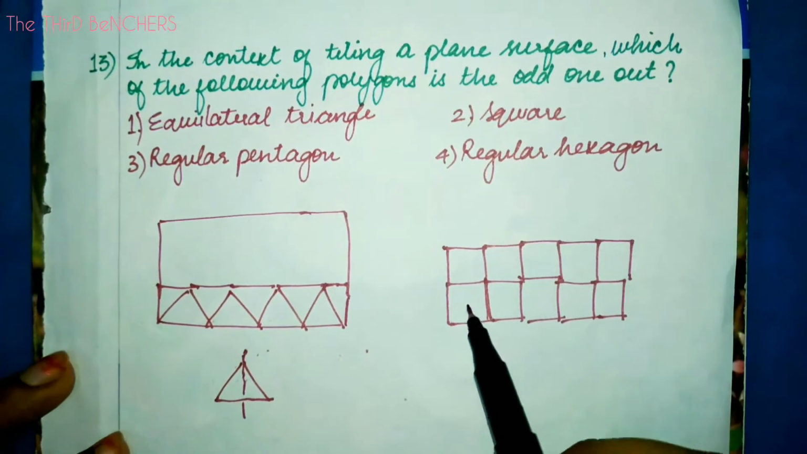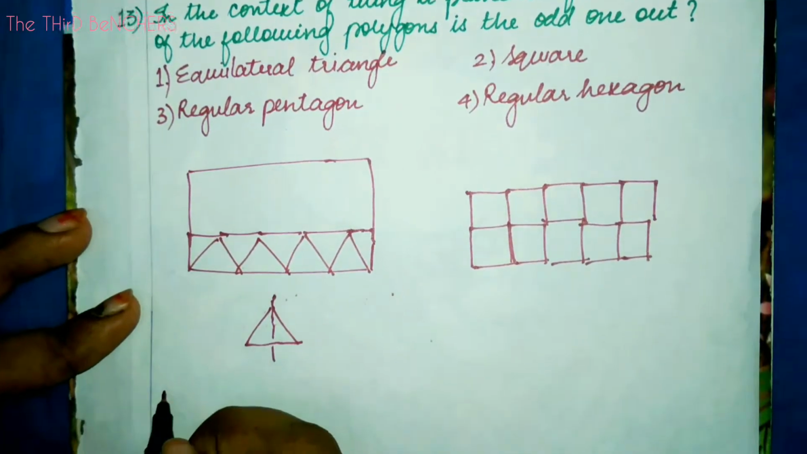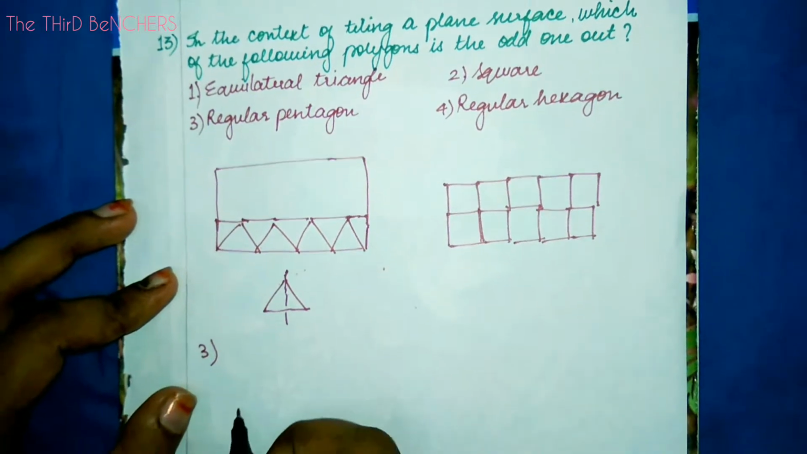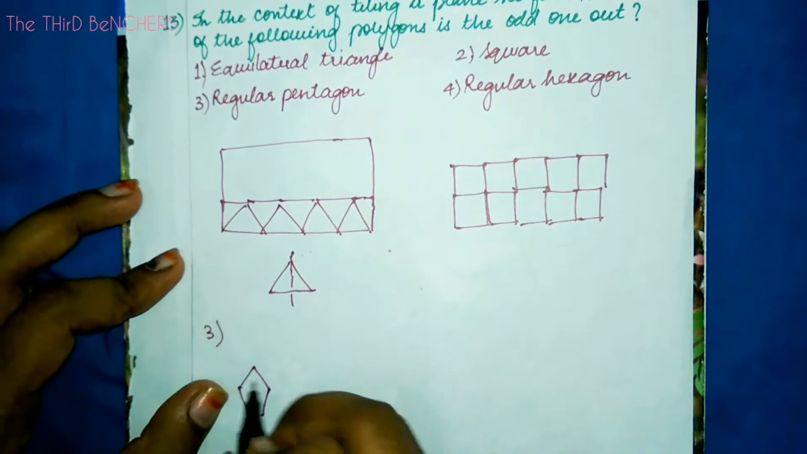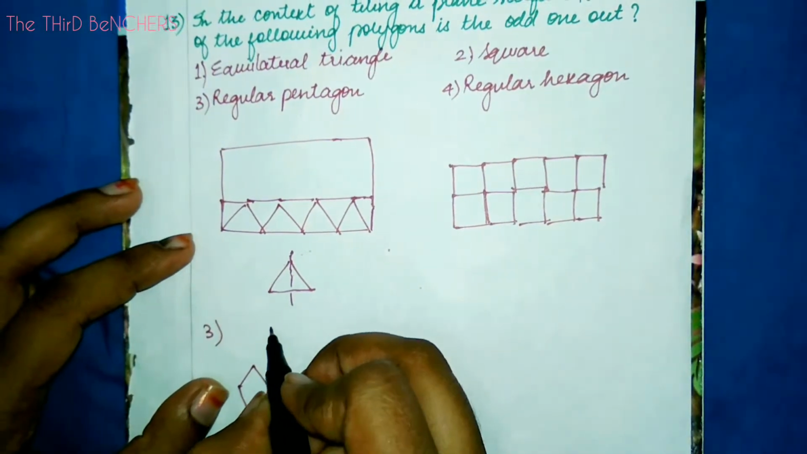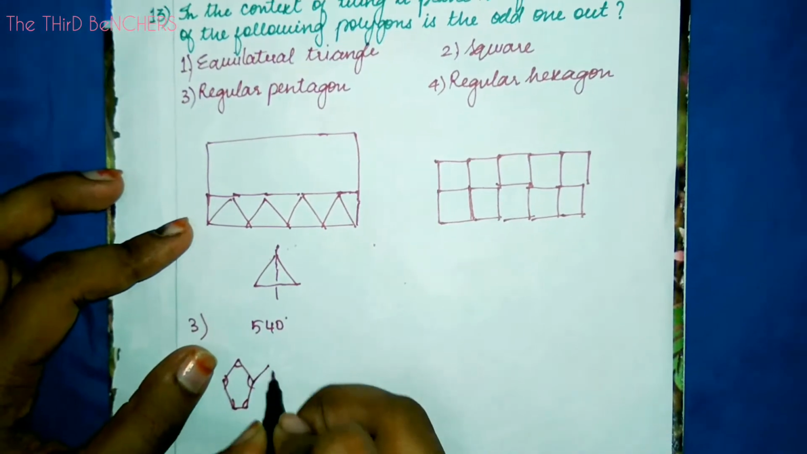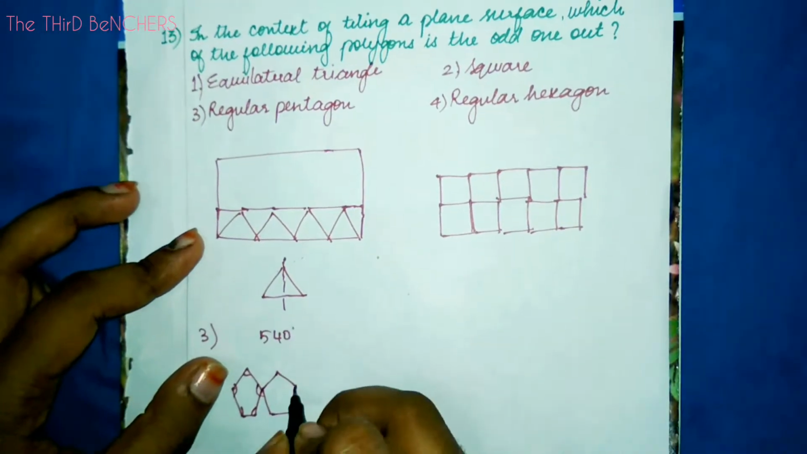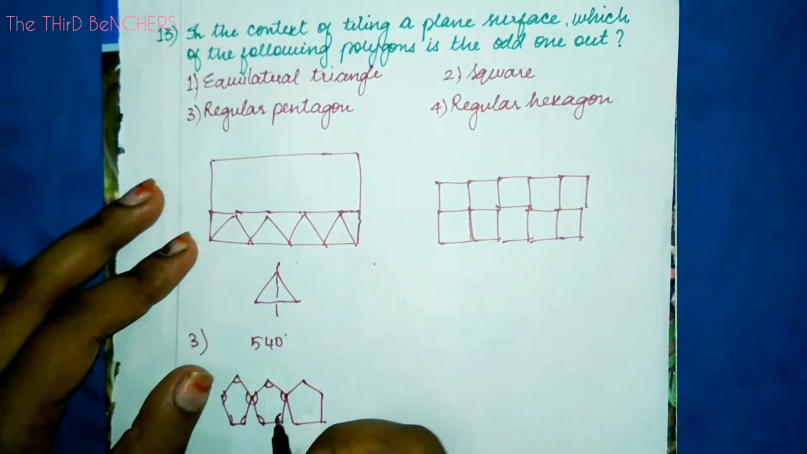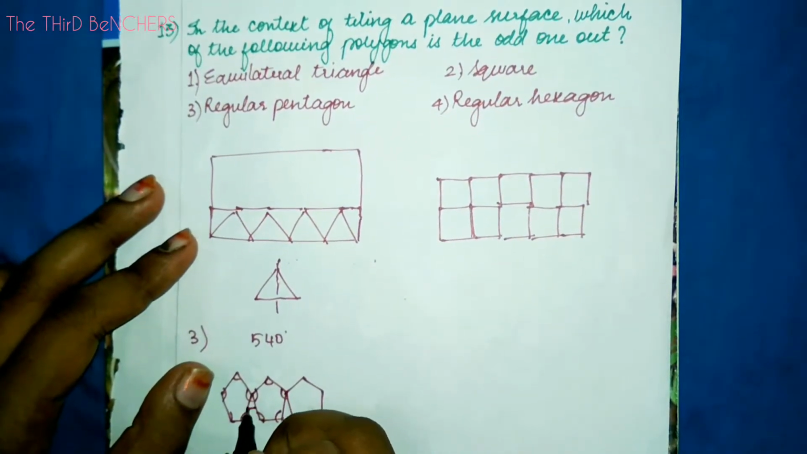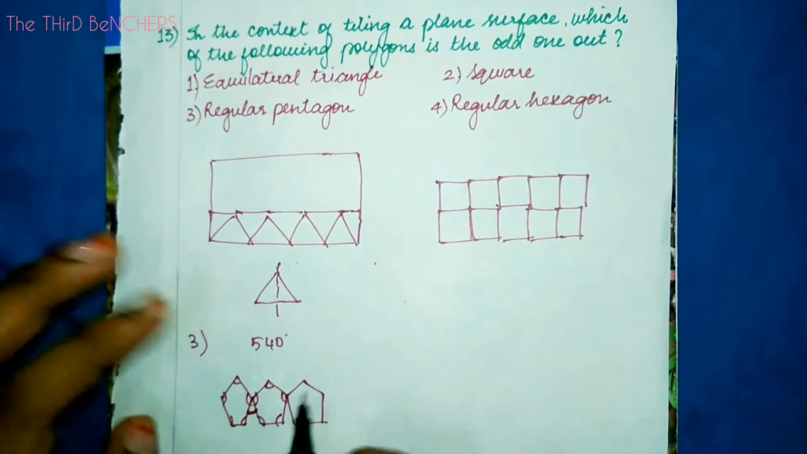In case of square, you can easily fill the planar surface. So you can also leave option 2 and move on to option number 3. It is a regular pentagon. In a regular pentagon, the total angle equals 540 and each angle is 108 degrees. You can see when you are trying to arrange a regular pentagon, all these angles are obtuse. But when it comes here, in this case, it is acute. So you can't fit a pentagon here because none of the angles of the pentagon is acute. So leave it as such.